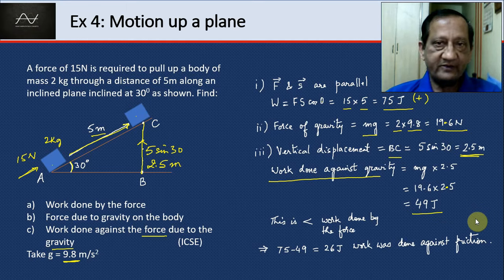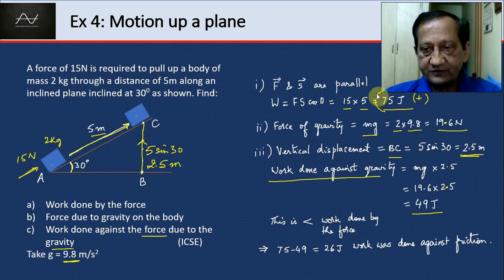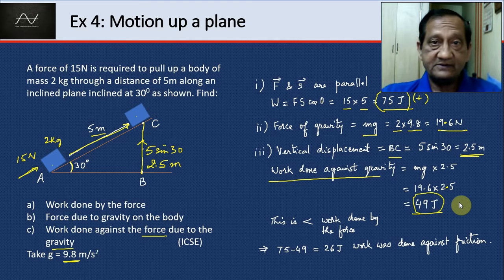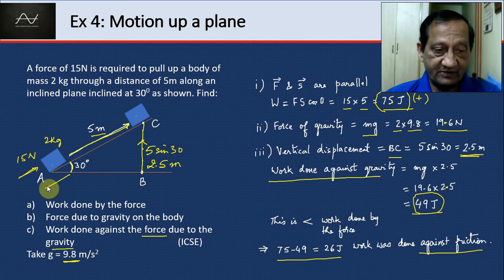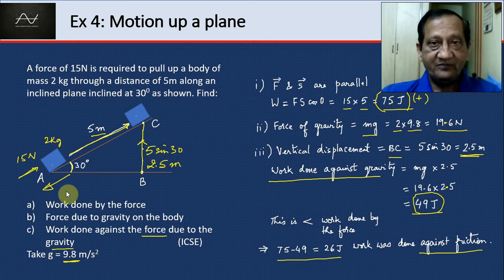Now stop for a moment. The work done by the force was 75 joules. Work done against gravity is only 49 joules. So the work done by the force is doing work against not only gravity but some other force as well, and that other force is friction. The difference, 75 minus 49, 26 joules, is the work done against friction. So friction was opposing it. Isn't it lovely? We don't even know the value of the frictional force, but we are able to find out the work done by friction. Great, isn't it?